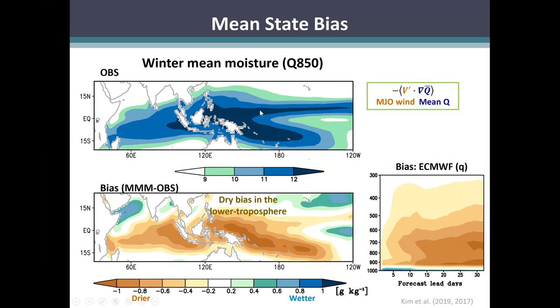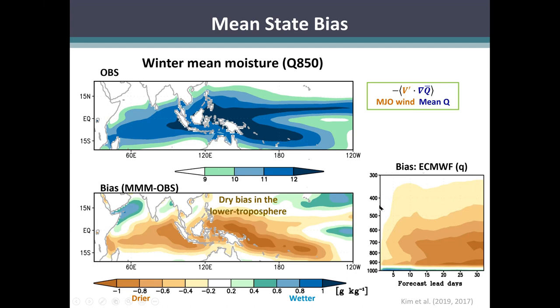And here this shows again the observed ERA-Interim Q850, and the lower panel shows the biases in the eight models. The brown shading means a drier bias. It shows that all S2S and SubX models have a dry bias in the lower troposphere. This dry mean bias makes the gradient weaker, and that can impact the horizontal moisture advection. Because of the weaker moisture advection and the weaker gradient of the moisture, that can impact the MJO propagation skill.